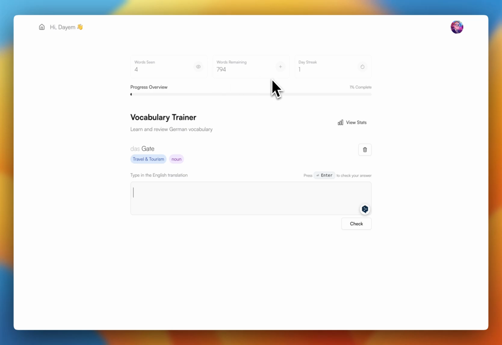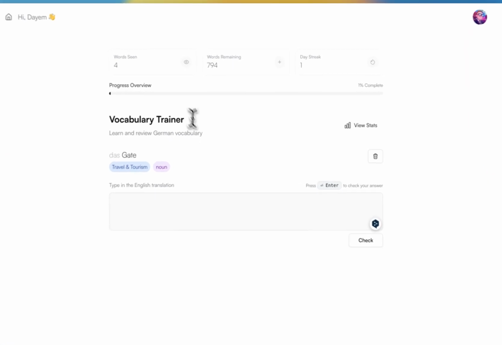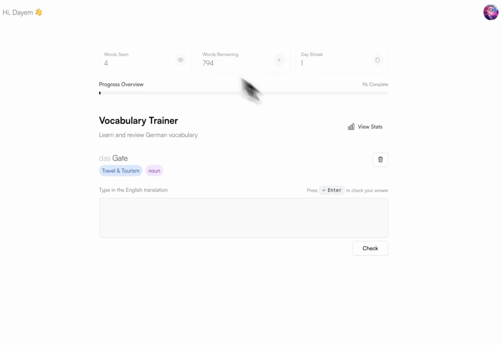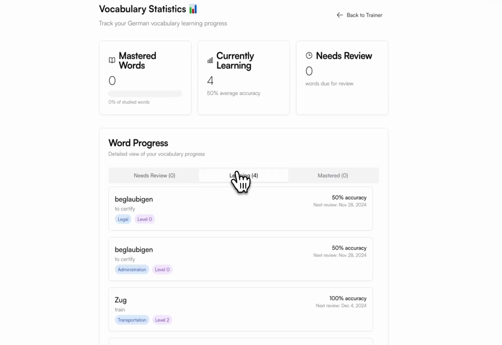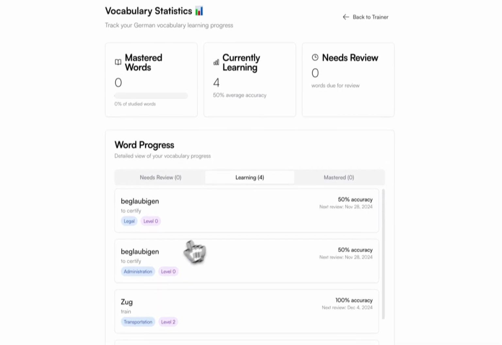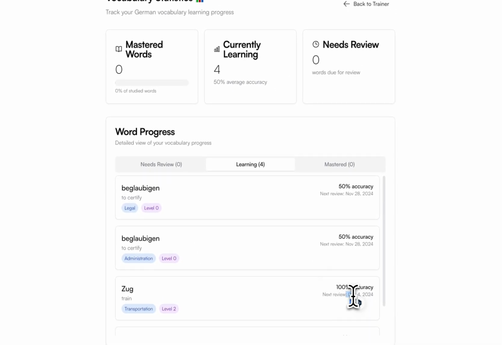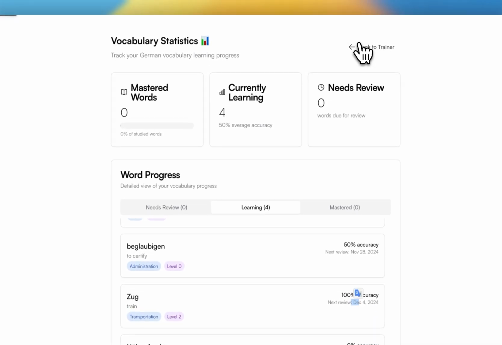I have the spaced repetition algorithm implemented, which allows people to practice the vocab that they're weak at, with streaks and stuff. They can even look at the statistics of how many words they're currently learning, what their level is, and when they will review it next time.